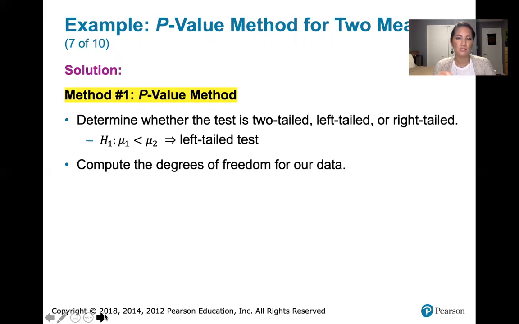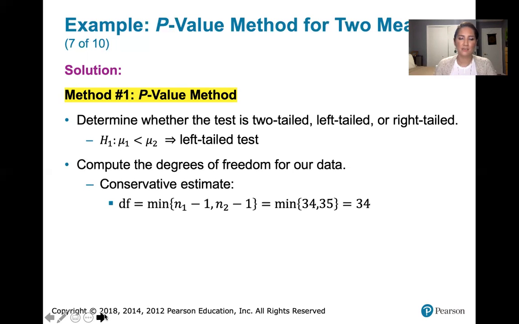Then we want to compute the number of degrees of freedom for our data. That's important because you need the number of degrees of freedom in order to choose the correct student t distribution in order to get the area in that left tail that we'll need for the p-value method. Now you've got two possible degrees of freedom. You can use the conservative estimate. The degrees of freedom are equal to the minimum of the first sample size minus 1 and the second sample size minus 1. So the minimum of 34 and 35, which is 34.